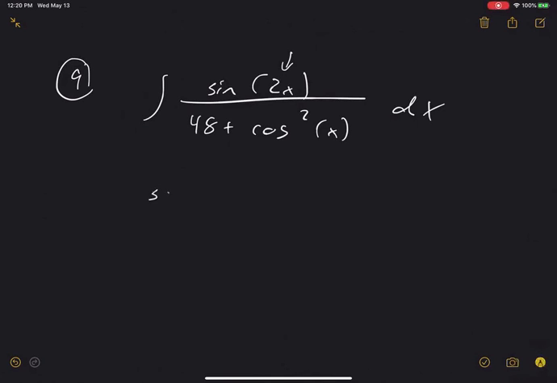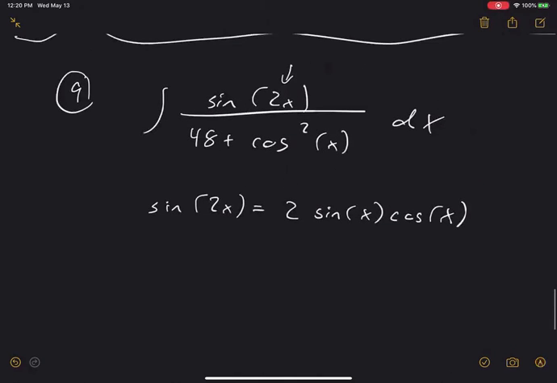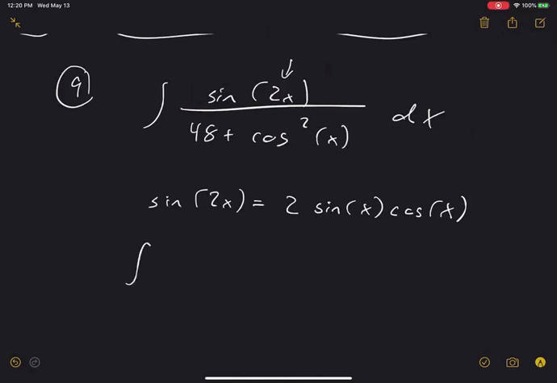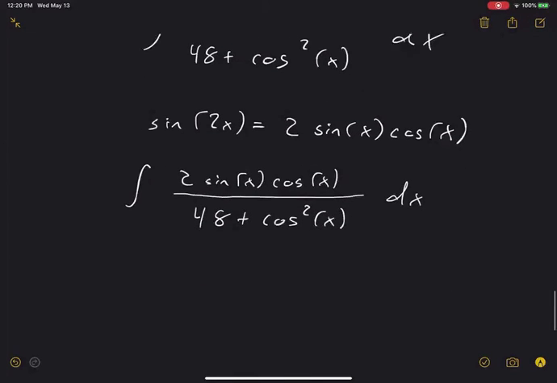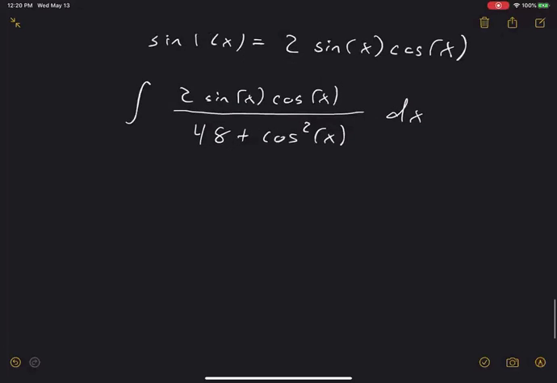Let's see, I believe this is correct. You can double check me on this, but sine of 2x should be 2 times sine of x cosine of x. So before we even do a U-substitution, let's just rewrite sine of 2x like this. Then can we do a U-substitution on this problem?